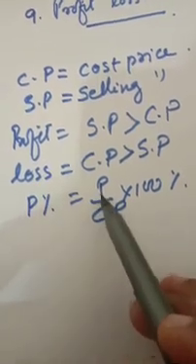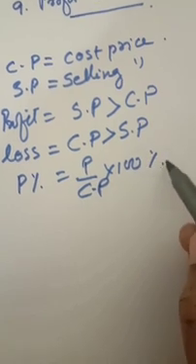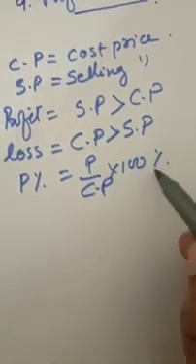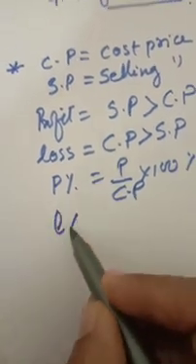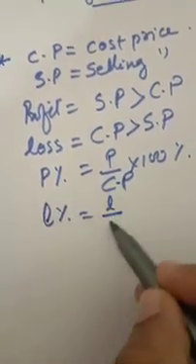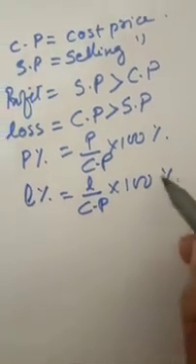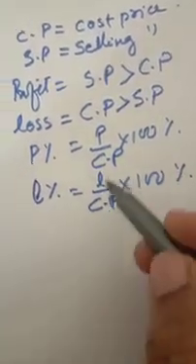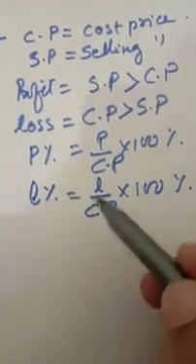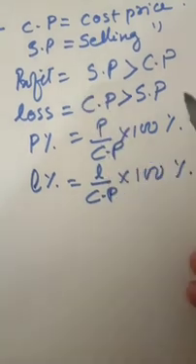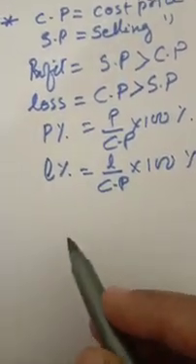Profit percentage equals profit divided by CP into 100%. The percentage sign is compulsory. If you do not put the percentage sign, it will be totally wrong. Loss percentage equals loss divided by CP into 100%. The percentage sign is very important, otherwise the whole formula will be marked wrong. Okay, children, when you study the formula, you have to study it clearly. Okay, another formula is there.